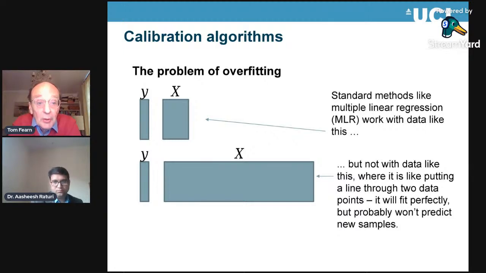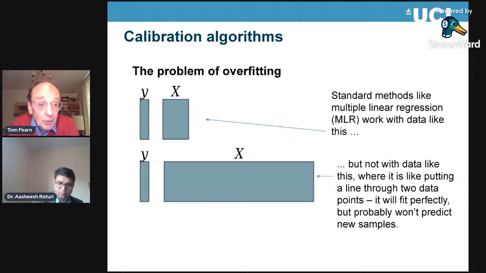And back when I started in '78, the instruments had 6 filters in. And so the shape of the data, the spectral data matrix X, was like the one at the top. It was longer than it was wide, i.e. there were more samples in the training set than there were wavelengths to work with. And that meant you could use something called multiple linear regression, which fits a linear prediction equation.